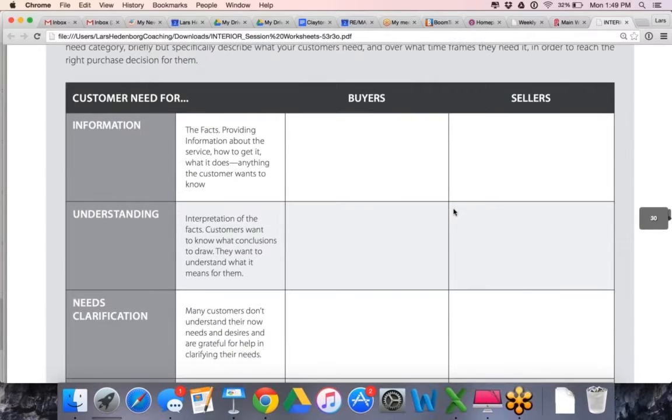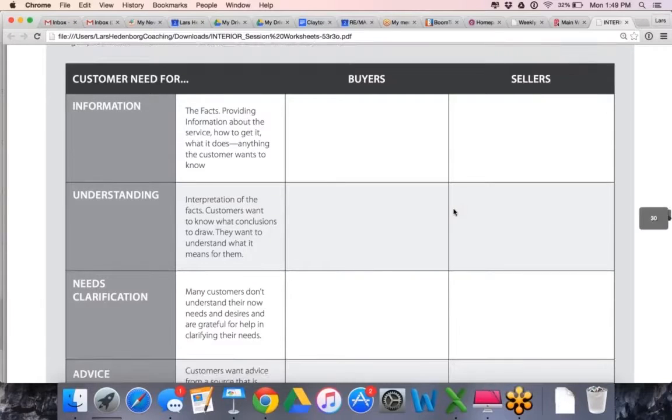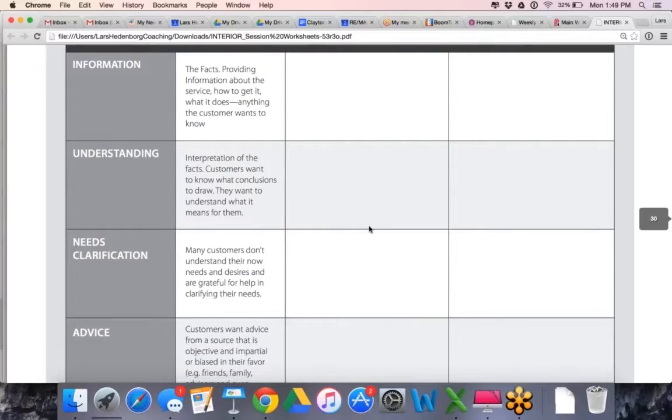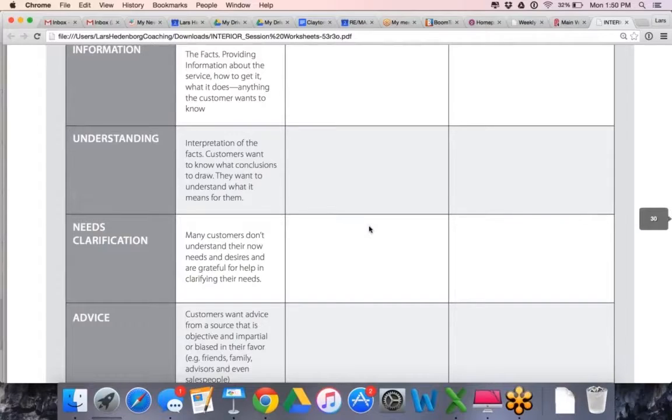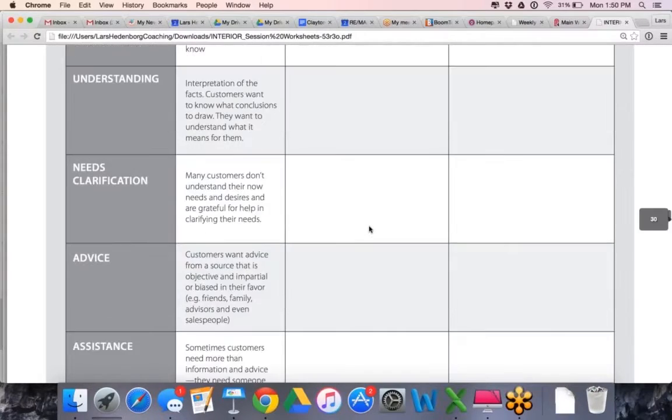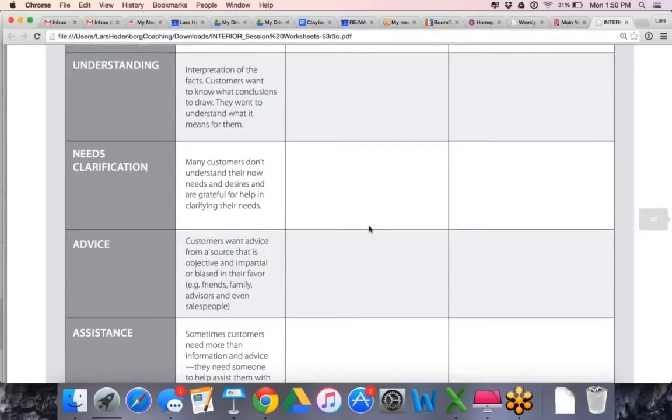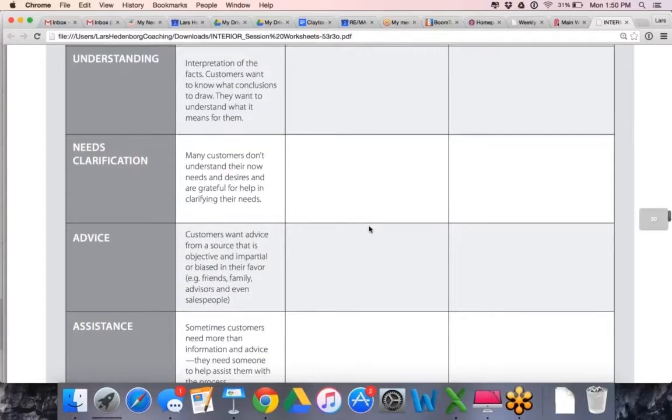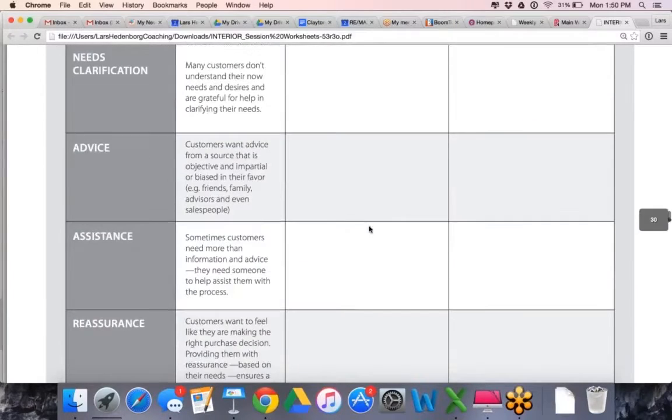Same thing with understanding, interpretation of the facts. Customers want to know what conclusions to draw. They want to understand what it means for them. Needs clarification. Many customers don't understand their own needs and desires and are grateful for help in clarifying their needs. Advice, customers want advice from a source that is objective and impartial or biased in their favor. Friends, family, advisors, and even salespeople.